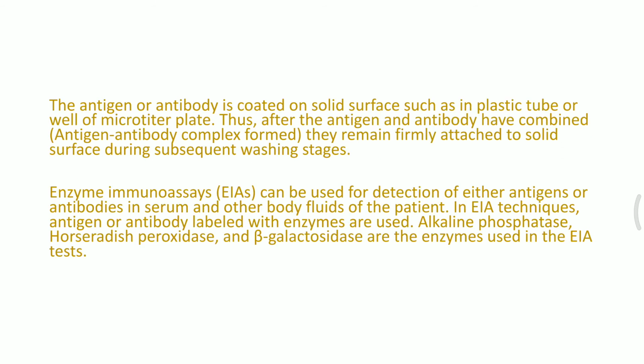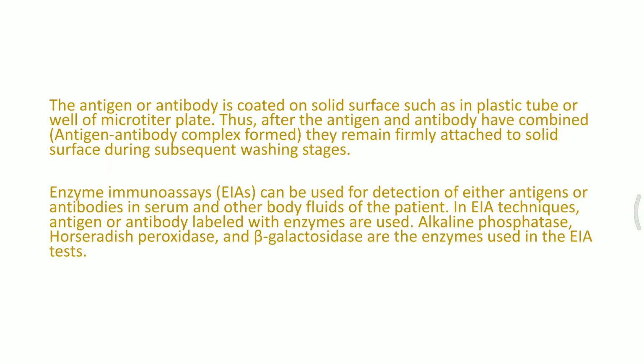The antigen or antibody is coated on a solid surface such as a plastic tube or well or microtiter plate. These are certain plastic wells in which we can let the antigen antibody reaction occur. And once the reaction has occurred, all the extra antibodies need to be washed off, and for that we use tris phosphate to clear the extra amount of antigen or antibody which is present in the microtiter well. Enzyme immunoassays can be used for detection of either antigens or antibodies in serum and other body fluids of the patient.